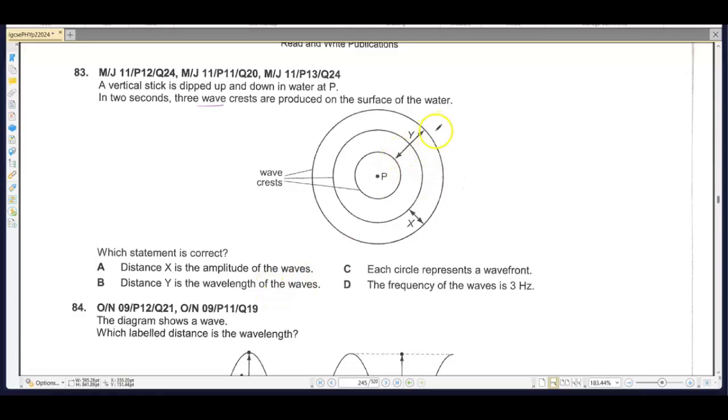Distance y is the wavelength of the waves. No, that's not correct. Each circle represents a wavefront. Yes, this is correct. C, each circle is a wavefront. The frequency of the wave is 3 hertz. No, this is also not correct.